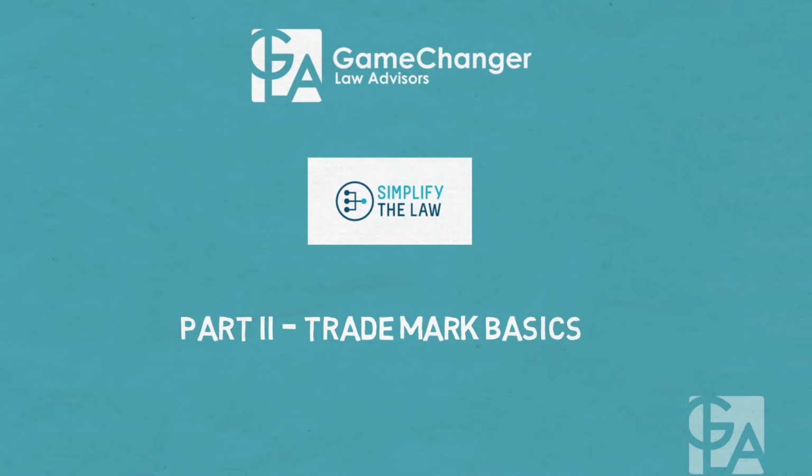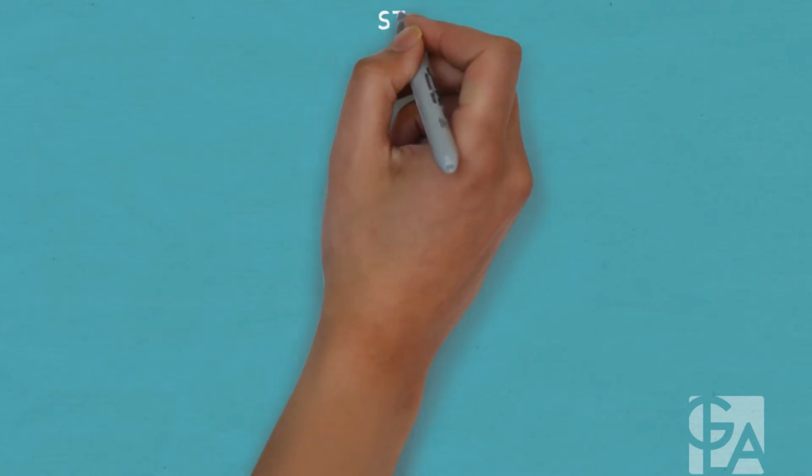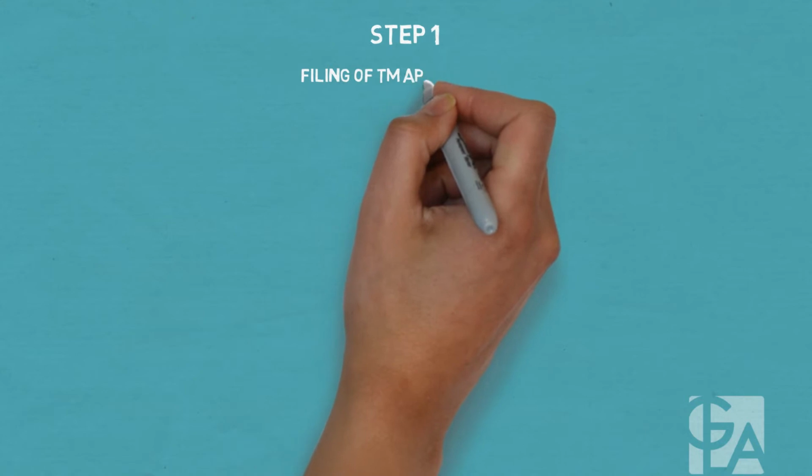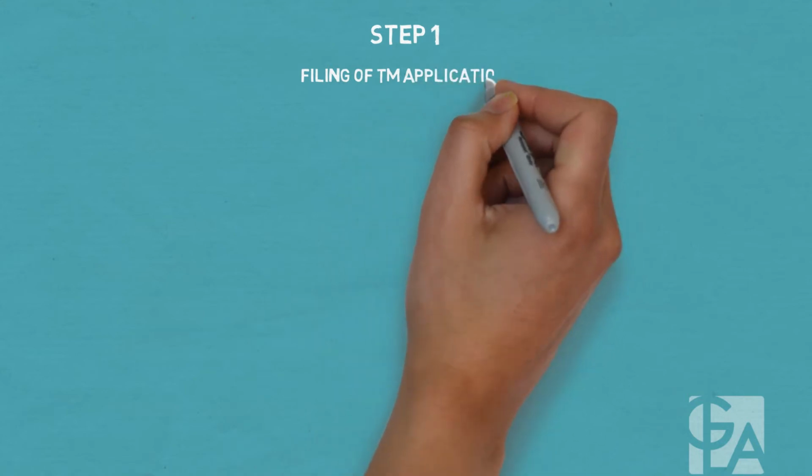In this part, we will learn about the trademark registration process in India. The process begins with filing an application for trademark registration. Let's break down the steps to be taken even before an application for registration of a trademark is filed.